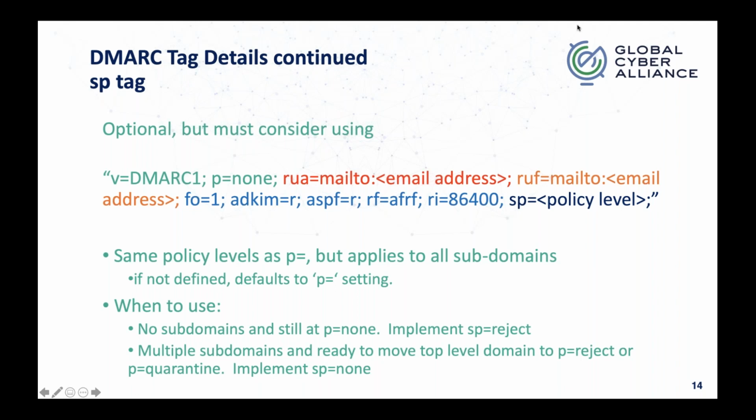So you put in p equals reject, semicolon, sp equals none, semicolon, and now at the subdomain level they create their SPF policies, they create their DKIM records, and they can implement their own DMARC policy at their own level. So they can work their way up and implement DMARC with a policy of reject whenever they're ready. So those are two types of scenarios where you typically see people using the SP tag.